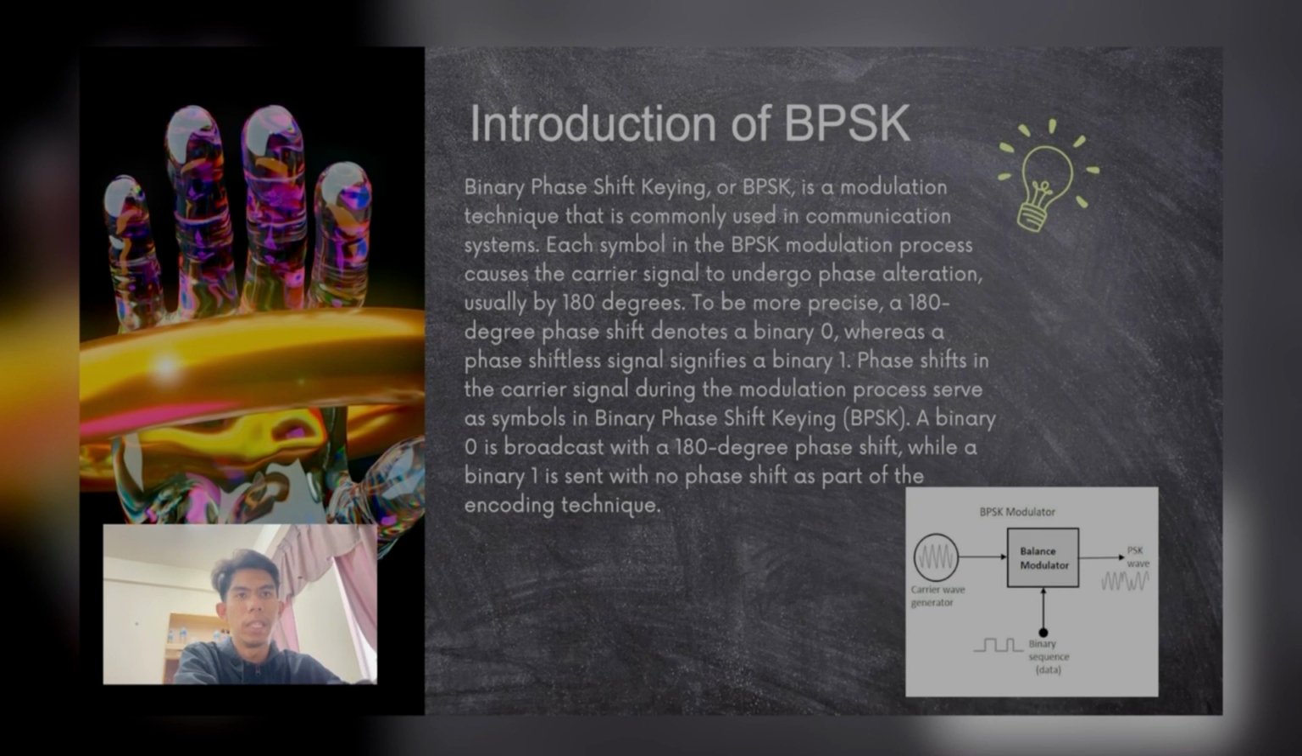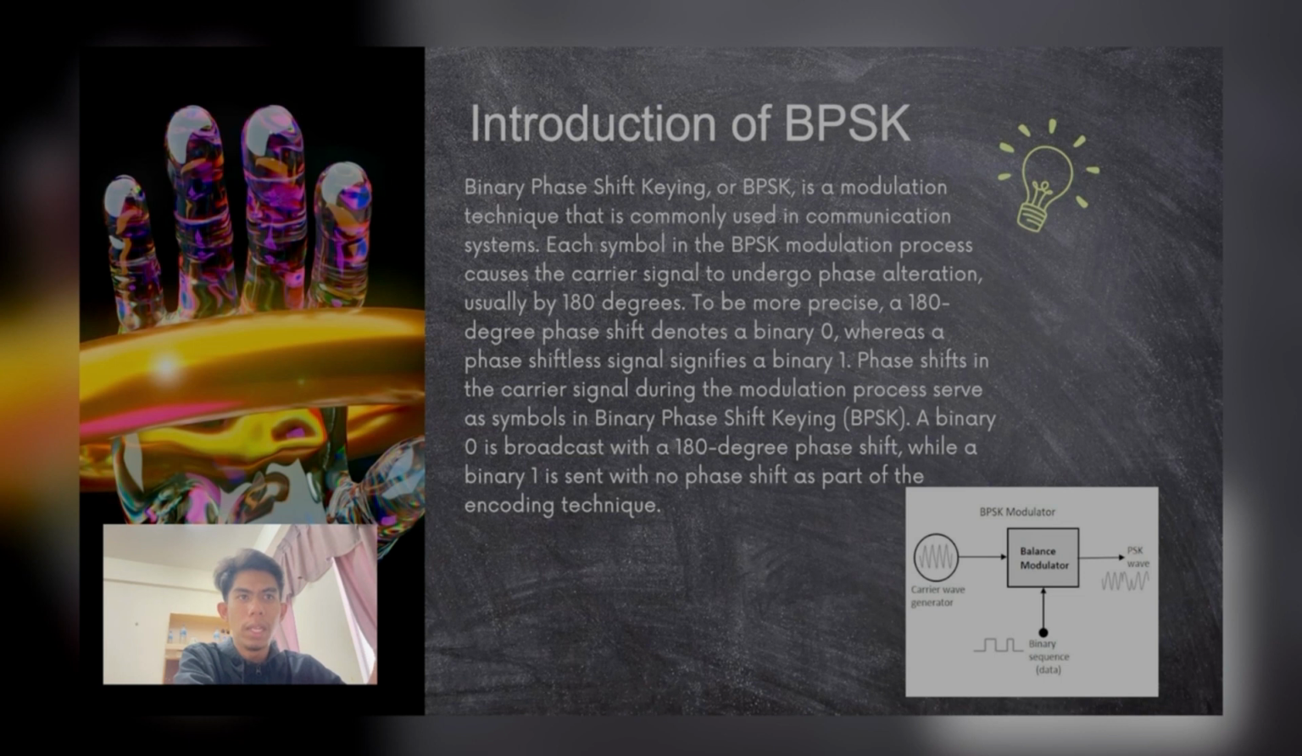This is a type of phase keying modulation where the phase of the carrier signal is modified to represent digital data. BPSK is particularly well suited for communication systems that require simplicity and efficiency in handling binary data. In BPSK, the carrier signal phase is shifted by 180 degrees, or in radians, pi. Typically, one phase represents a binary 1, and the opposite phase represents a binary 0.